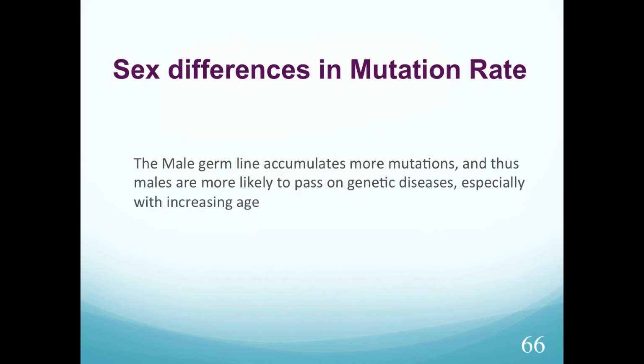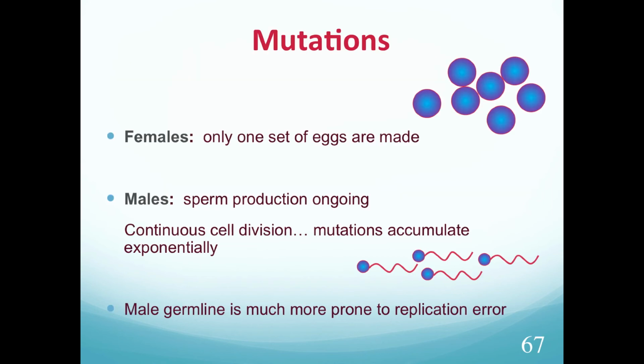So in general, we would expect to see males having higher rates of mutation than females, and therefore males much more likely to develop and pass on genetic diseases, especially with increasing age. Females only make one set of eggs. Those eggs are basically put on pause while the female develops, and there's never another set of gametes made in the female's lifetime. For males, sperm production is ongoing, and every time there's a cell division, there's an opportunity for a mutation to occur. So males are much more likely to have this replication error that leads to mutations.